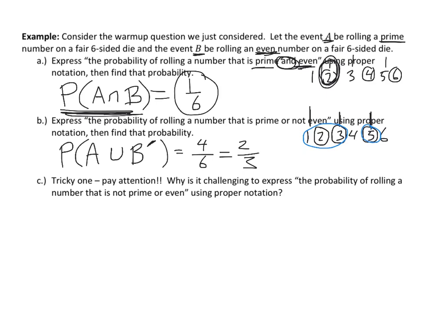Now C, I indicated on here that it's a tricky one. Why is it challenging for us to express this idea, the probability of rolling a number that is not prime or even, using proper notation? And I'd encourage you to pause the video and think about that for a moment.